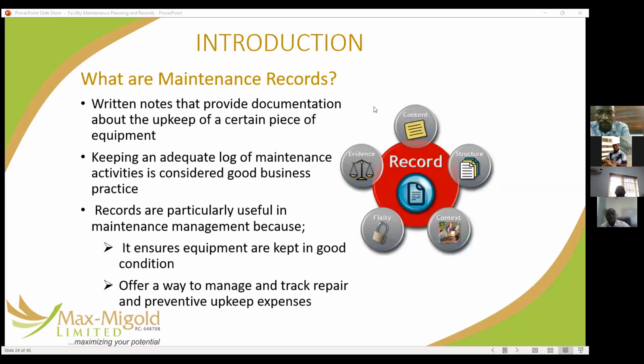History card. So that's the reason why in safety, even when an accident doesn't occur, that you call a near miss, you still have to record it as far as safety is concerned. So in that same way, maintenance. Keeping an adequate log of maintenance activities is considered good business practice. Records are particularly useful in maintenance management because, one, it ensures equipment is kept in good condition. Then two, it offers a way to manage and track repair and preventive upkeep expenses. So you'll be able to track all the repair and maintenance expenses you have been spending on that particular asset.